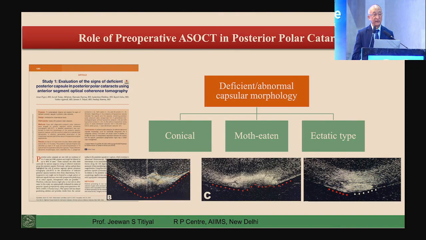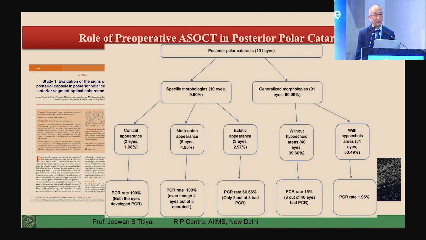And this is one publication from our center done by one of my younger colleagues, Dr. Amar Pujari, where we looked into a consecutive 100 cases of posterior polar cataract and did the anterior segment OCT imaging of these cases. We found that there were three important morphologies under anterior segment OCT: conical shape, moth-eaten appearance, and the eclectic shape. If you have these three important shapes, you have a very high chance of posterior capsular opening during your procedure. But if you have routine morphology, then there is a very small chance of posterior capsular opening in these cases. So this is a very important way of looking at any cataract, more so for posterior polar cataract.